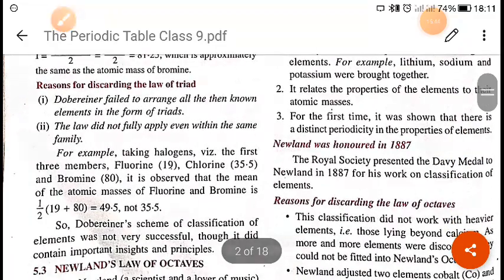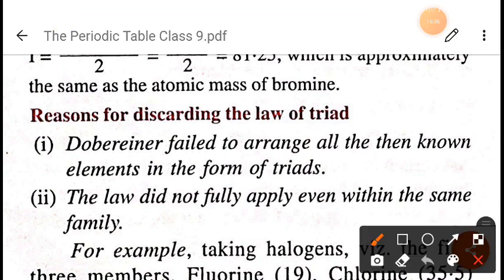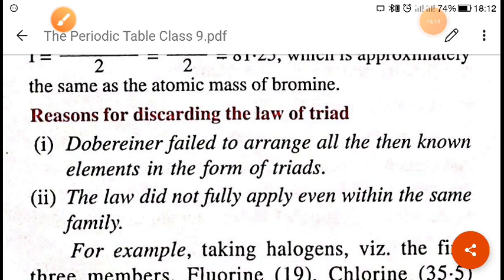Now what was the reason for the failure of Döbereiner's triad? Nowadays we are using the modern periodic table, so why did Döbereiner's triad fail? The first failure was that Döbereiner failed to arrange all the elements in the form of triads. Among all the elements present at that time, the formula of the triad did not fit all of them, right?